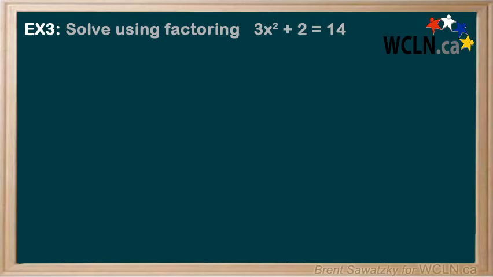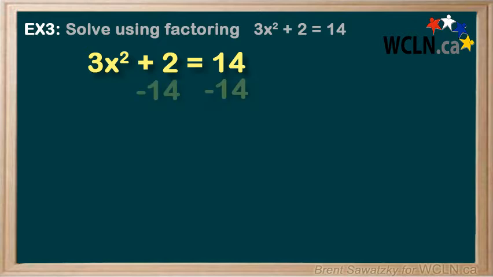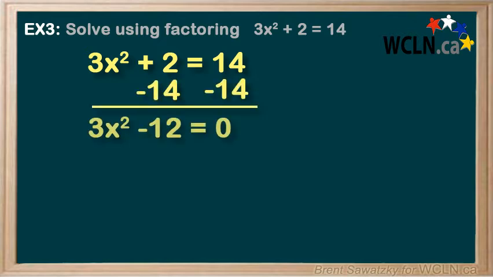Solve using factoring. Now, of course, our first thought would be to isolate the variable like we're used to, but given that we're learning about a new method of solving, let's give it a try. First, we'll get the 0 on the right, always our first step. To do that here, we'll subtract 14 from both sides, and we're left with 3x squared minus 12 equals 0. Perfect, 0 on the right, so on to the next step.